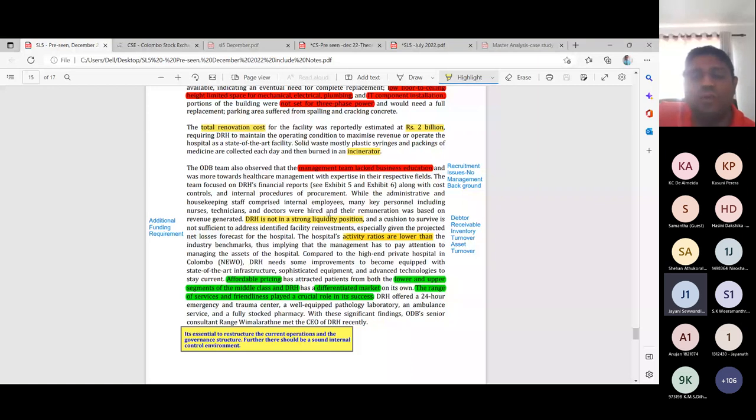Therefore, they have to go for an IPO, they have to sell part of the hospital. Right, that means the share ownership should be given to a third party definitely to some extent, maybe at least 49% share issue. Especially given the projected net losses forecast for the hospital, equity ratios are lower, and there may be issues with asset turnover, inventory turnover, and debt receivable. The industry benchmark does improve, implying that the management has to pay attention to managing the assets.